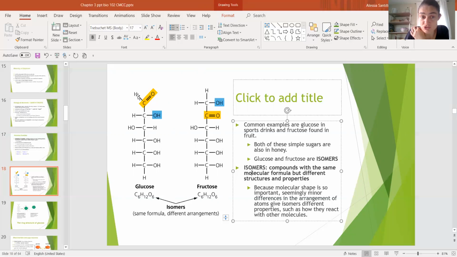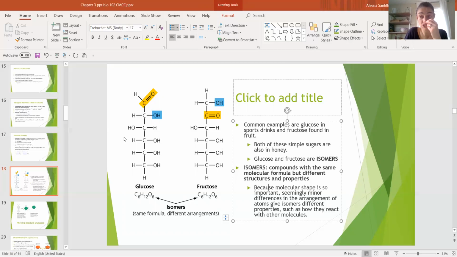So we have a glucose structure where we have this carboxyl-like functional group right on the end. And then here the carboxyl group is kind of more in between, found embedded within this carbon framework. And that's what gives us fructose, okay? So both of these can be found in sports drinks. Fructose is found in food. Both of these simple sugars or monosaccharides are also found in honey, and they are isomers. So isomers are, again, compounds with the same molecular formula, but different structures and properties.